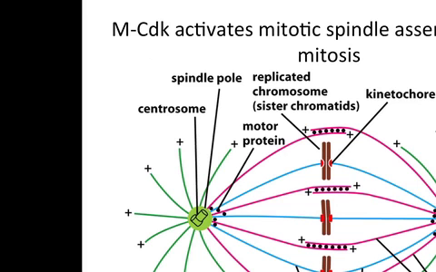What else does M-CDK do? It also activates mitotic spindle assembly. Also makes sense, right? This is a process that needs to happen in mitosis, so it makes sense that it would not be turned on until M-CDK is active. Just to remind you, for the mitotic spindle, you've got your centrosomes that were duplicated, and then you have three kinds of microtubules. You've got your astral microtubules that are kind of sticking to the periphery. You've got your kinetochore microtubules that are binding to the kinetochores of your sister chromatids. And then you've got your interpolar microtubules that are interacting with each other and helping to position the mitotic spindle.